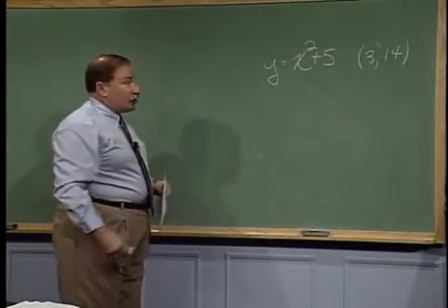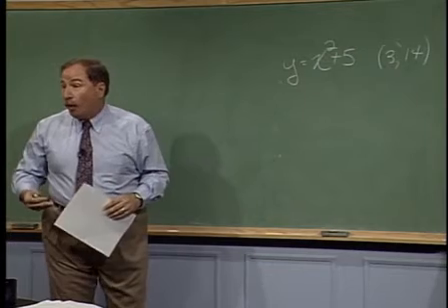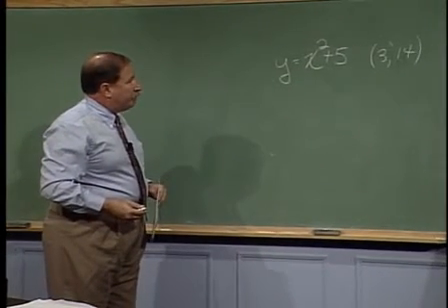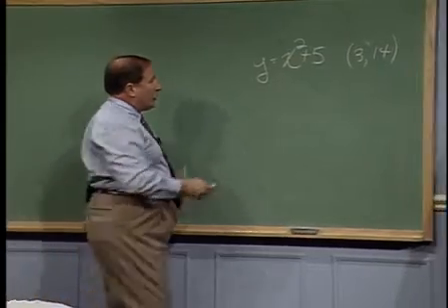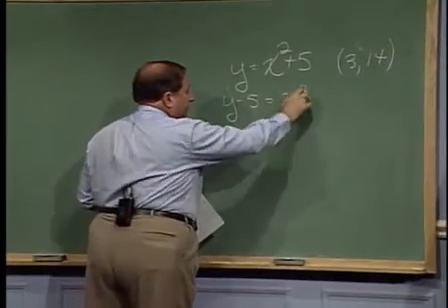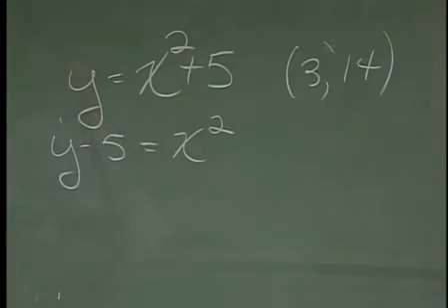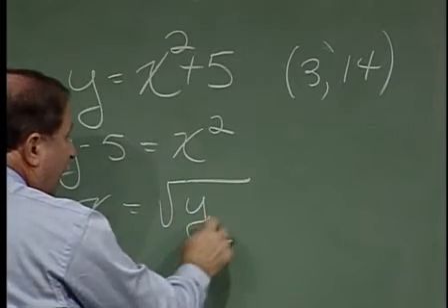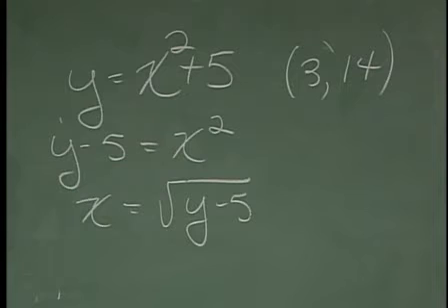How can I find the inverse? I've got to solve for x. How am I going to do that? Well, first thing I've got to do is get rid of the 5 by subtracting. And then I'm going to solve for x. How do you get rid of a square? You do the opposite. You take the square root. So I'm going to take the square root of both sides. I'm going to get x equals the square root of y minus 5.